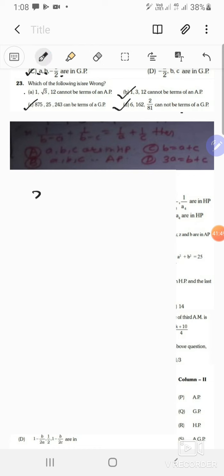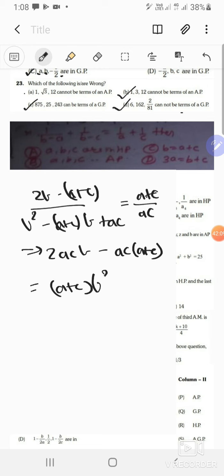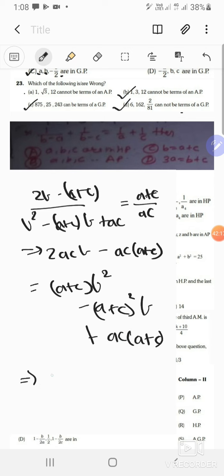So this is more like 2b minus a plus c upon b squared minus a plus c into b plus ac equals to a plus c upon ac. So that's like 2ac into b minus ac into a plus c is equals to a plus c into b squared minus a plus c squared into b plus a plus c into a plus c. So that is going to be b squared into a plus c minus b into... Here's the thing, it should have been a plus c squared plus 2ac, right? That is where I messed up.